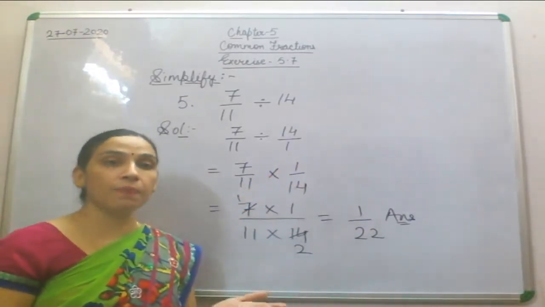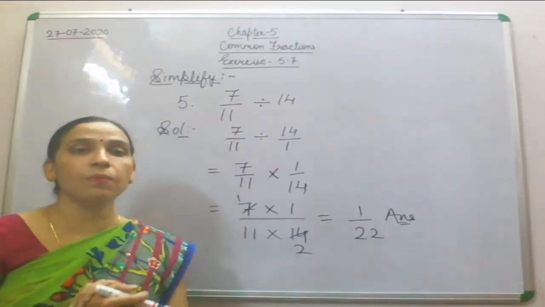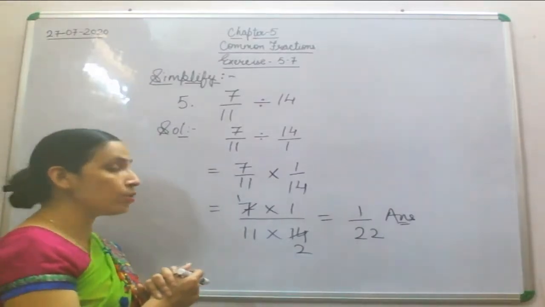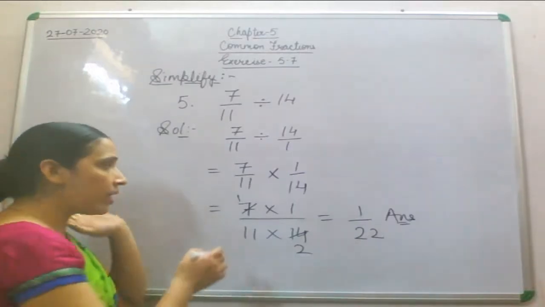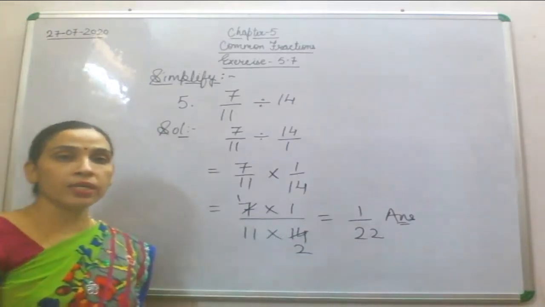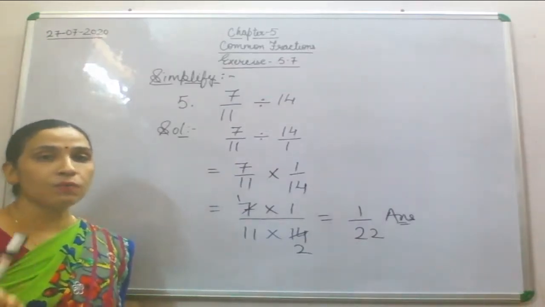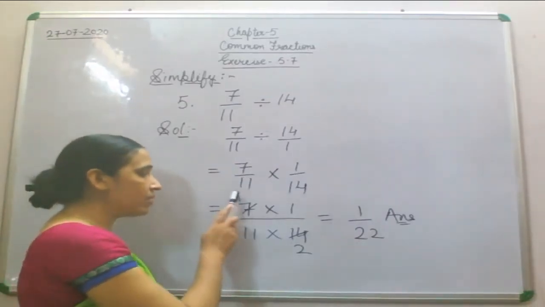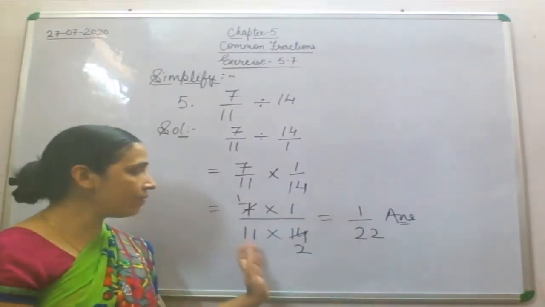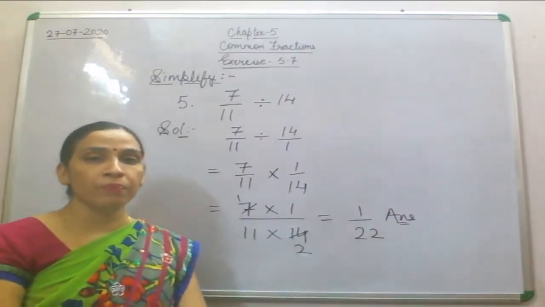Now what is the next step? Numerator will multiply by the numerator and denominator will multiply by the denominator. Now next is reducing into lowest terms. If you find any number in the numerator or denominator with a common factor, that will be reduced in this step. 7 ones are 7 and 7 twos are 14. Now 1 ones are 1 and 11 twos are 22. What will be the answer? 1 by 22 will be the answer.